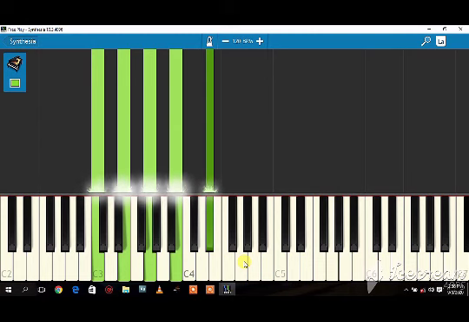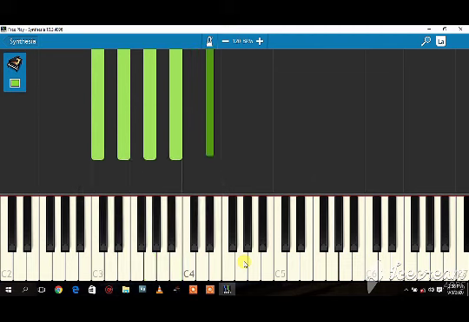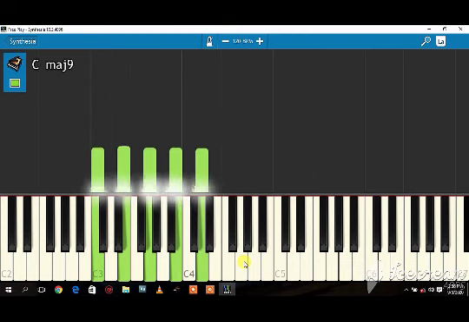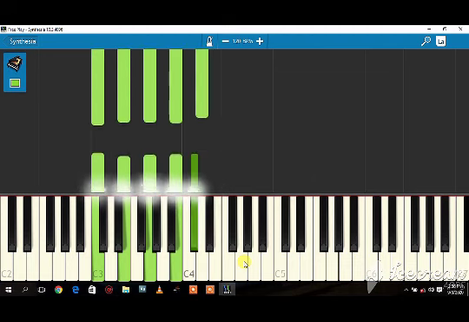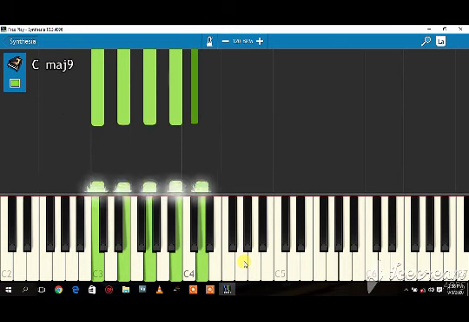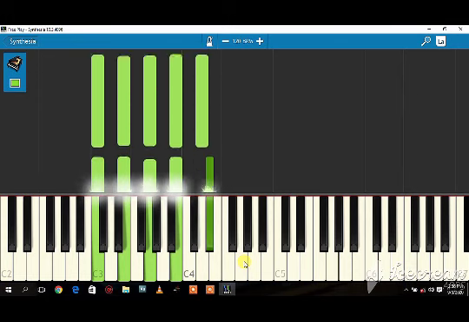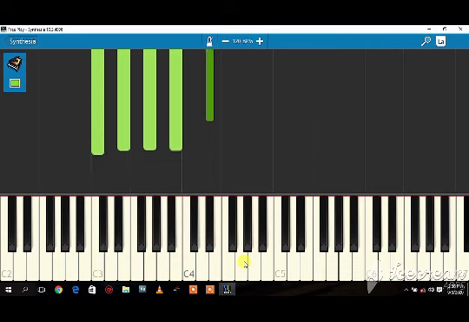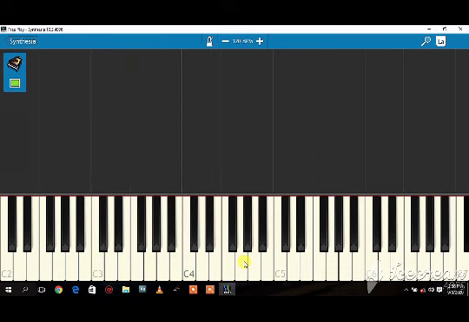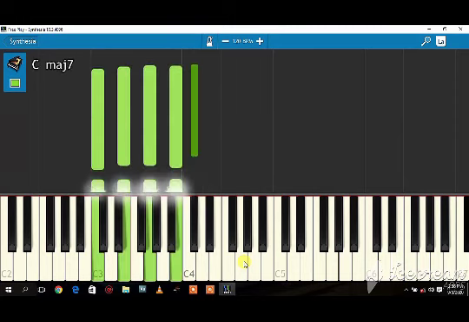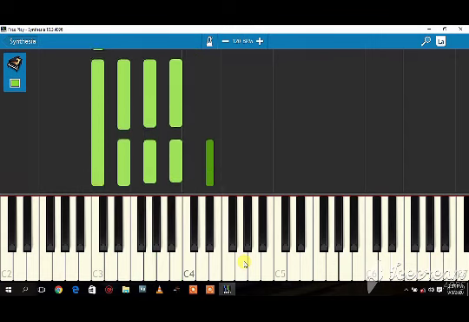I think this is a better sounding chord than the flat 9. Compare. So from your C major 9, flattened, C major 9 again, sharpen. So this is C major 9 with our sharp 9, C major 7 flat 9, C major 7th add 9.